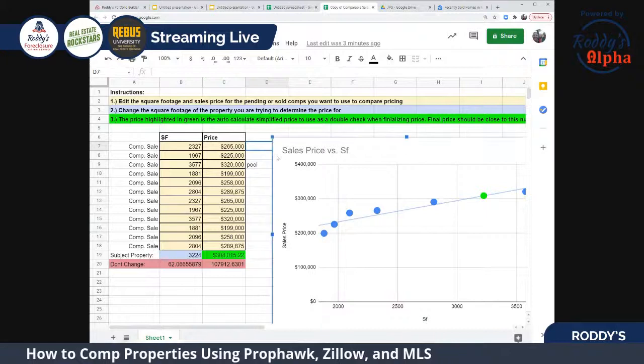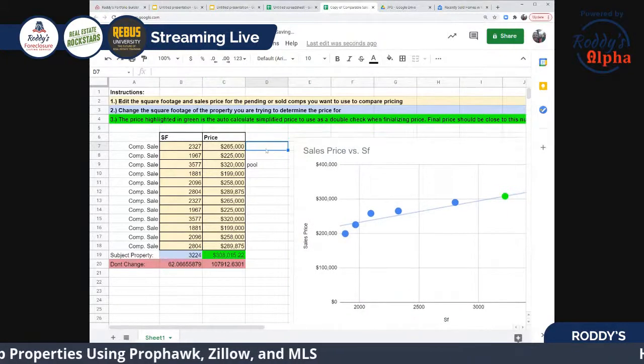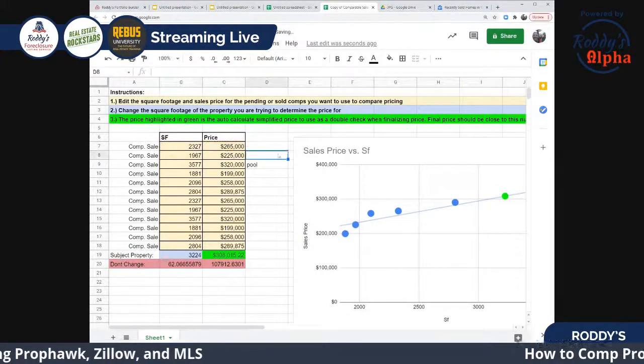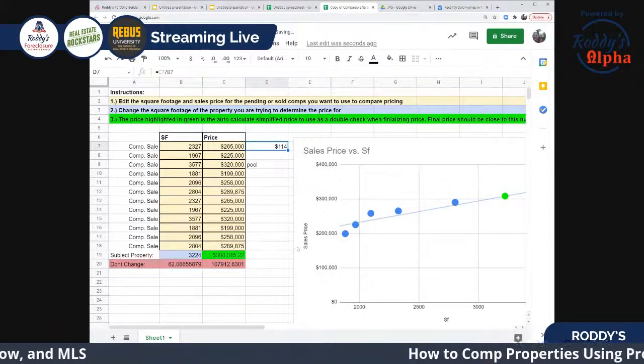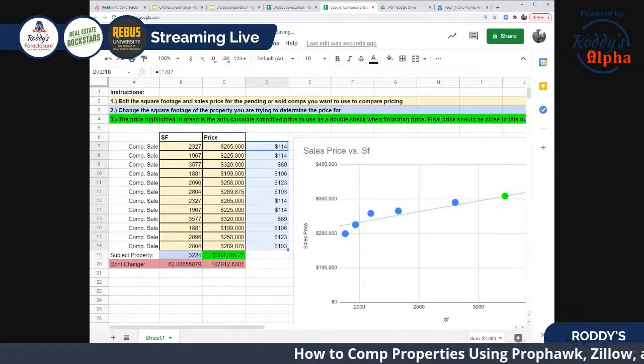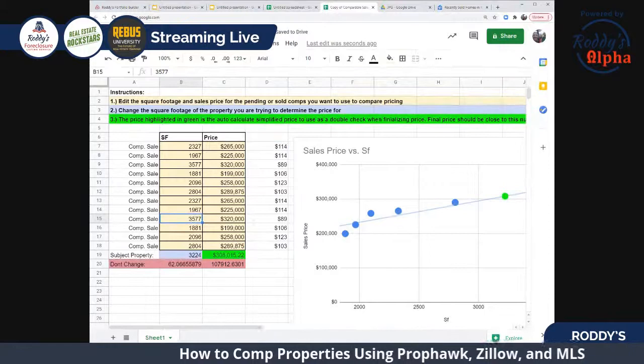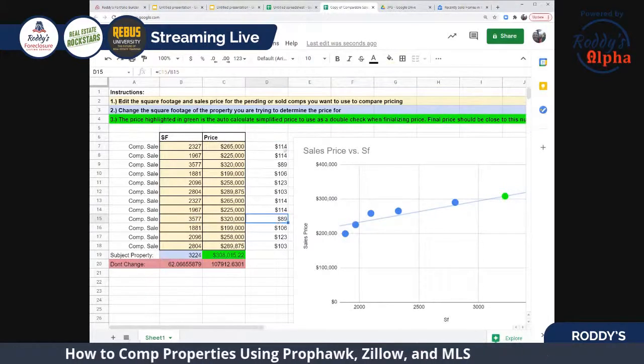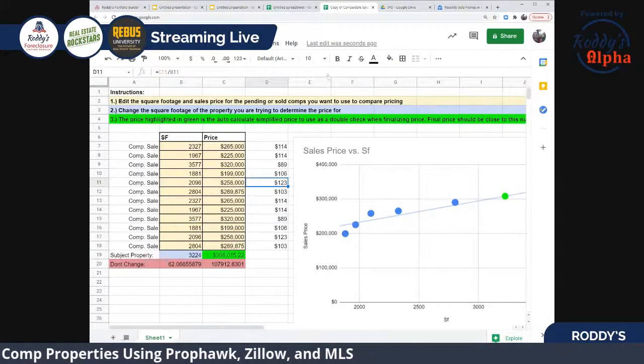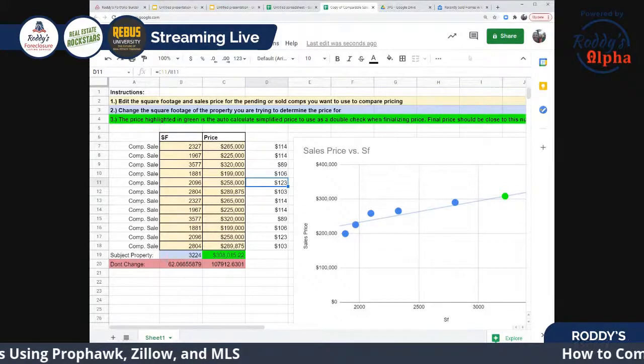If I was going to just measure what the cost per square foot is on all of these, it ranges from $114 to $89 a square foot. So the bigger the house is, the smaller the price per square foot. The smaller it is, the higher the price per square foot. So that's how to use Zillow for comps.